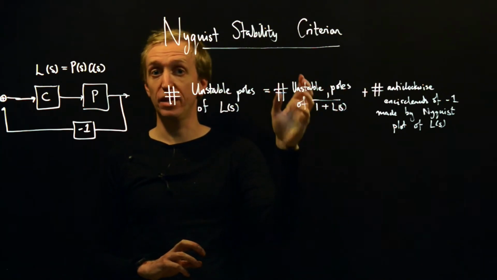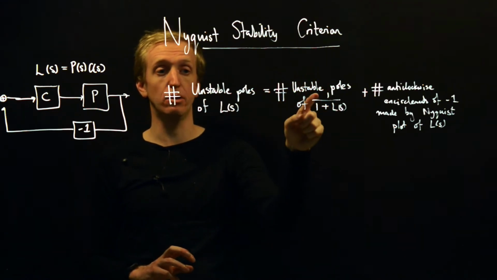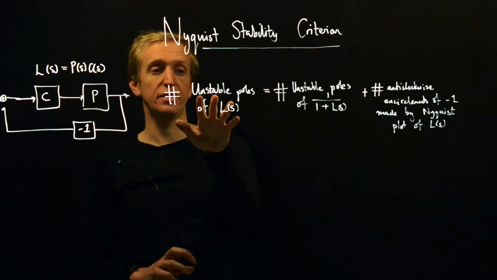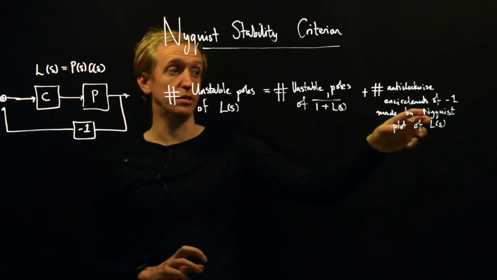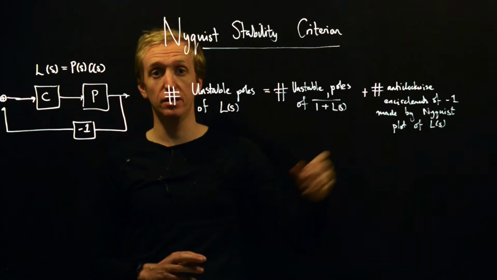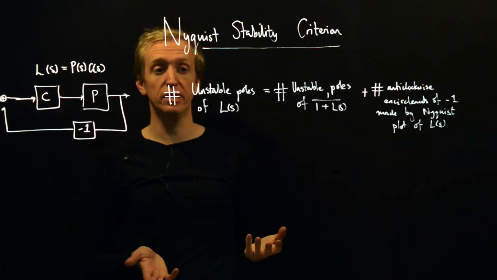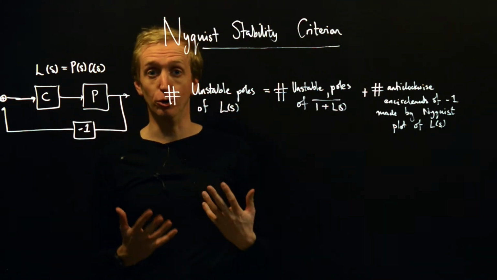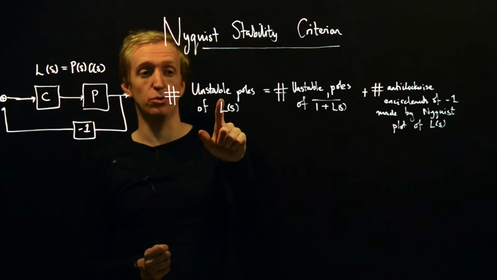And in particular, if we want the closed loop system to be stable, that is, we want this term here to be equal to 0, then we see that the number of unstable open loop poles must be equal to the number of anti-clockwise encirclements of the -1 point made by the Nyquist plot. And you've probably come across a slightly simplified version of the Nyquist stability criterion, which applies to open loop stable systems. So if the open loop system is stable, then this term is also 0.